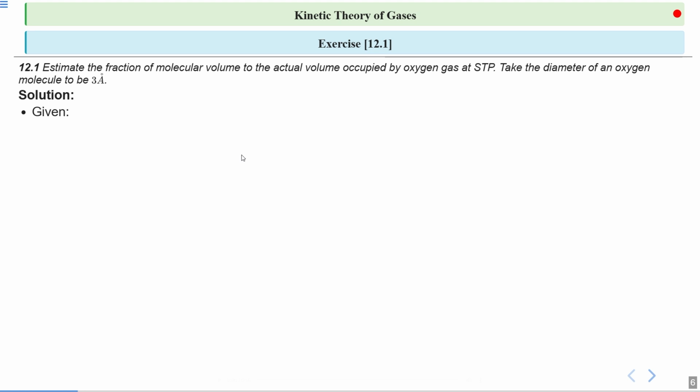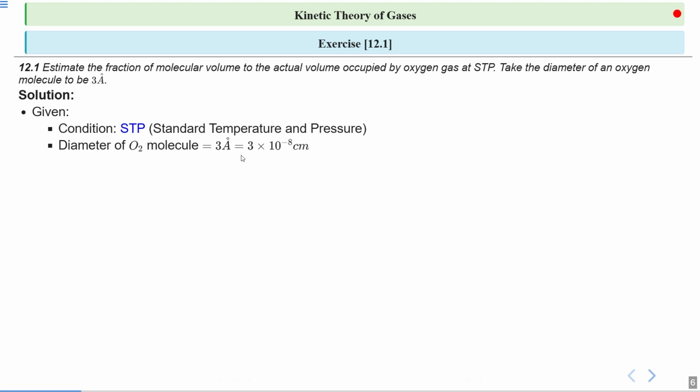So let's begin by listing the given information. We know that we are working under STP, standard temperature and pressure conditions. So diameter of O2 molecule is equal to 3 angstrom, which is equal to 3 into 10 raised to the power minus 8 centimeter.